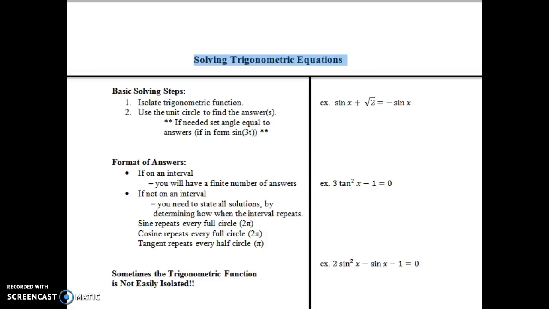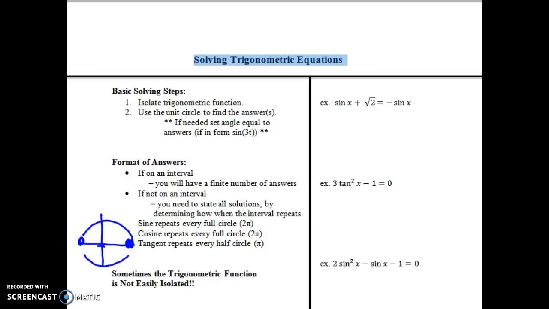Now, if the answer is requested and it is not on a particular interval, then you would state all solutions by determining when the interval repeats. Sine typically repeats every full circle, or 2 pi. Cosine typically repeats every full circle as well. Tangent typically repeats every half circle. There are exceptions, especially with sine and cosine. At 0 and pi, as well as 2 pi, the sine value is 0. So in this case, sine would repeat every pi.